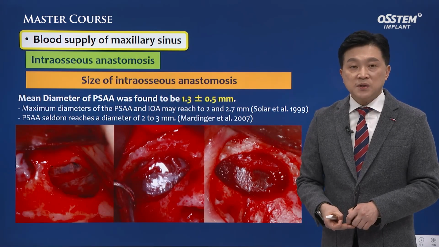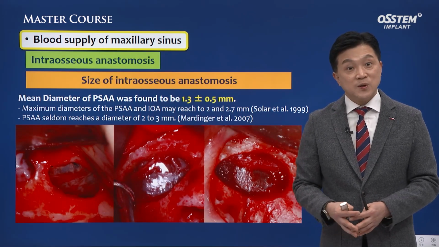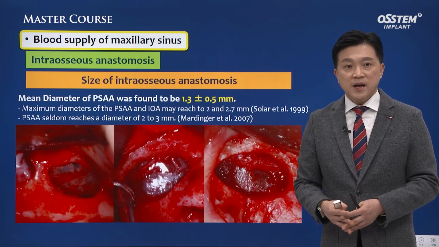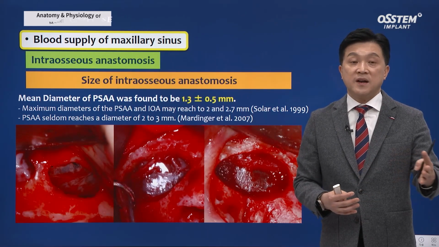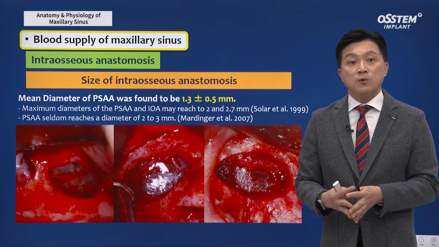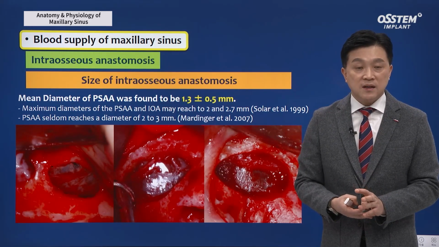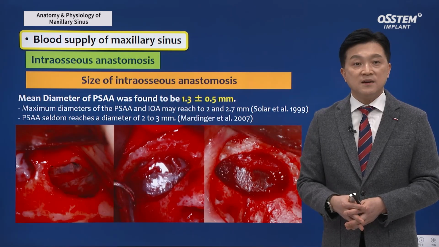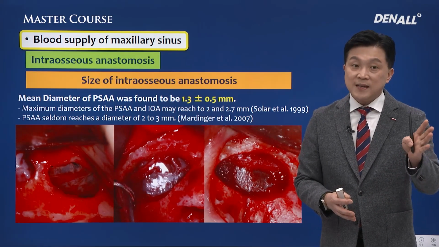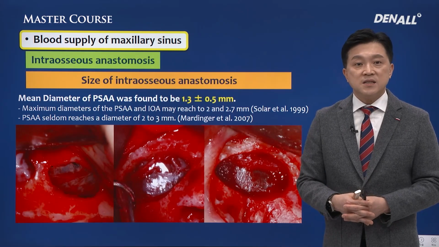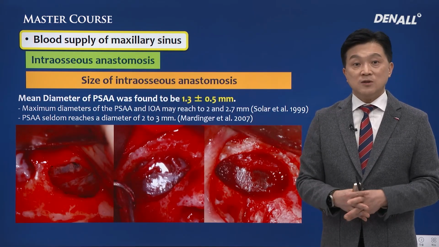Intraosseous anastomosis is very important compared with extraosseous anastomosis. This is because when we make incision and elevate the flap, the extraosseous anastomosis exists on the flap. So there's very little possibility of us coming across the extraosseous anastomosis artery. Unless you make too deep vertical releasing incision, it's difficult to damage this artery, so it's relatively less important.